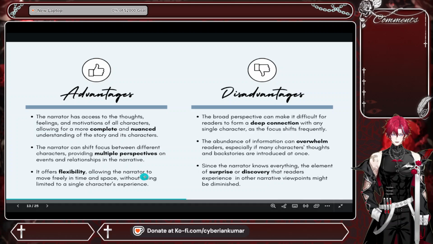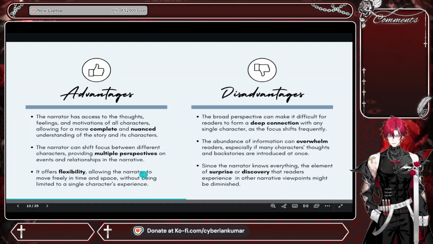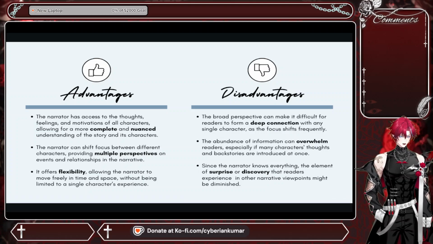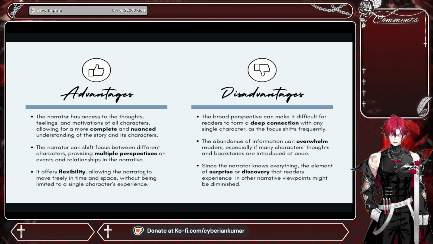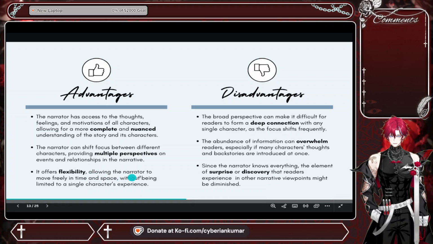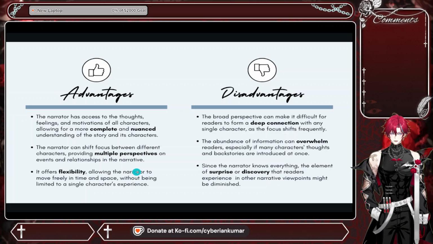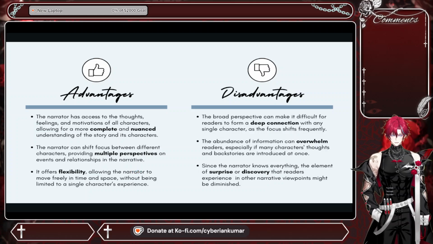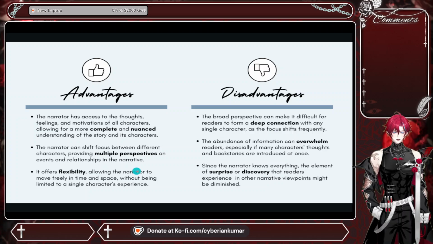This has the most flexibility. The third person omniscient narrative has the most flexibility in writing the story. So you will get everything. You can get every point of view when writing this visual novel. You can move freely in any time and space, without being limited to any single character's experience, or even the player's perspective. You are not even limited to the player's perspective, so you can actually have control over what the player is feeling.